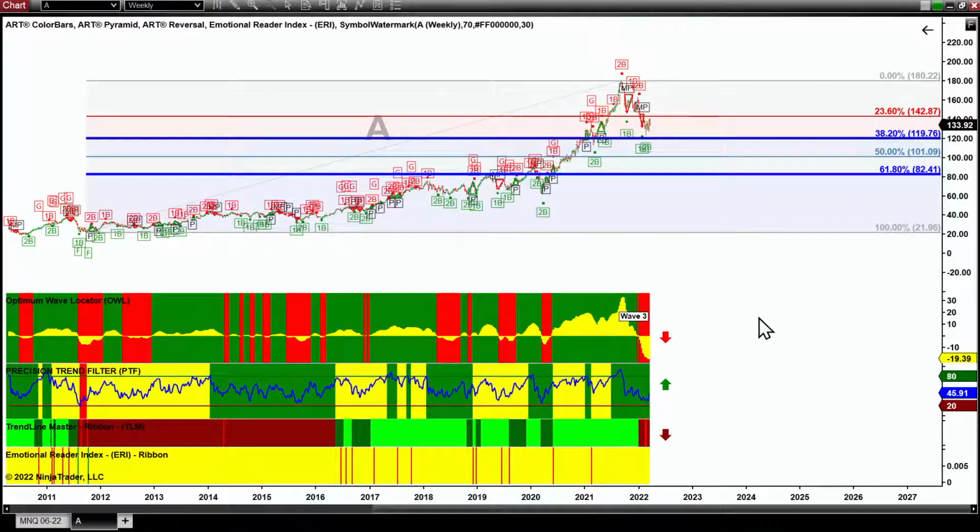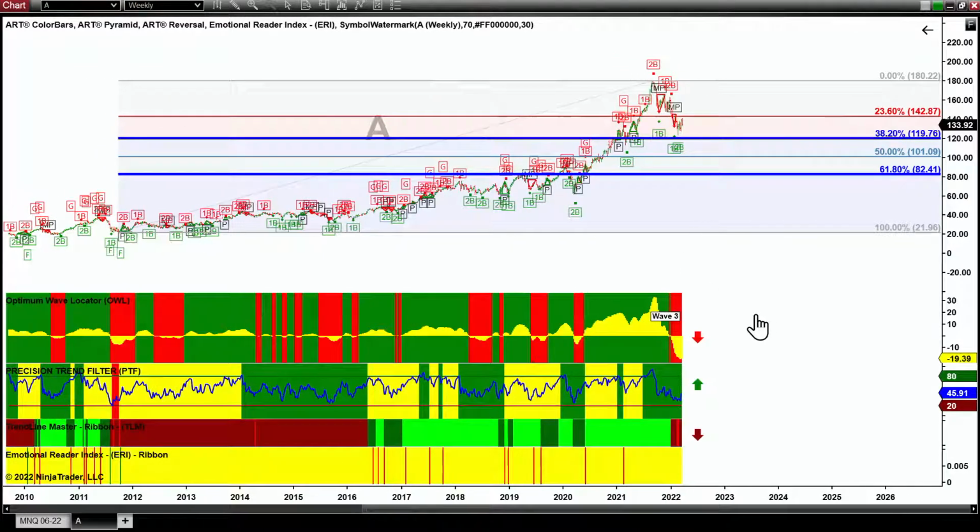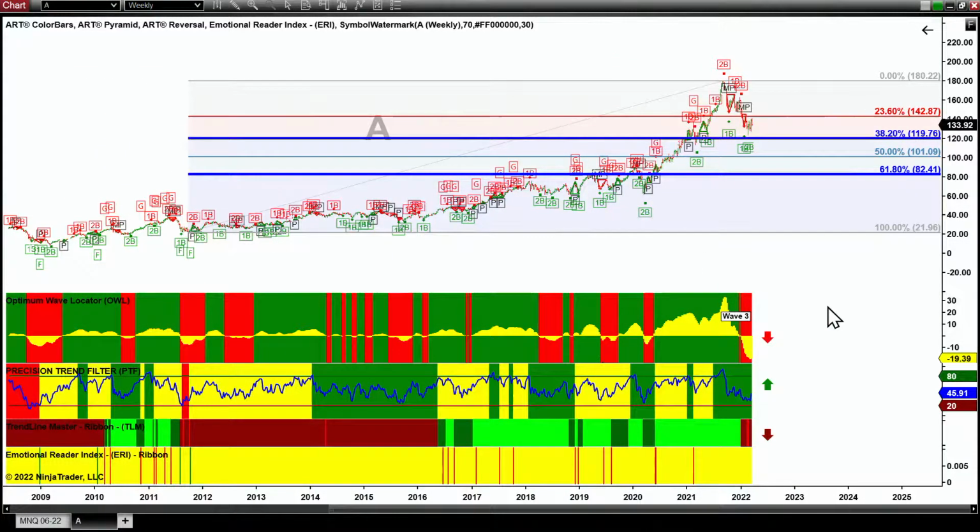So, all right, so we still got a pretty strong owl, which is right here, measuring momentum. So it's still bearish. We got some bearish pyramids that have come in as well. So looks like we're still heading down.